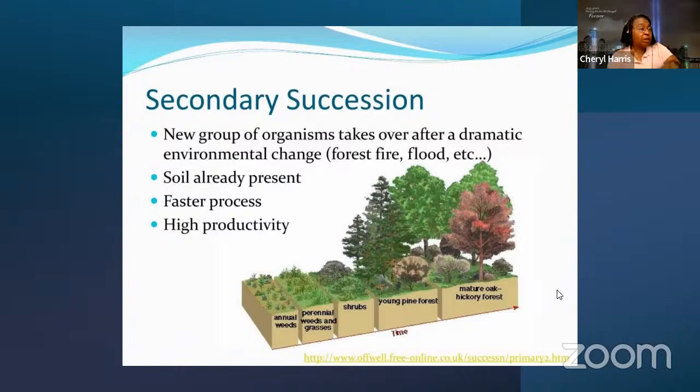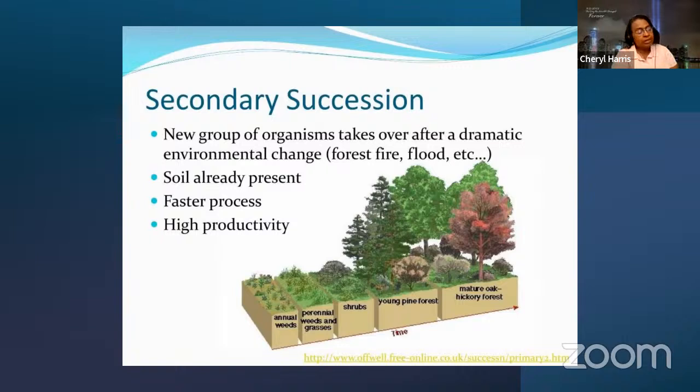But when I'm finished with this, I'm going to embed it in the module so that you can look back at it. All right, so the secondary succession, you have a new group of organisms take over after a dramatic environmental change, such as fire or flood. So in other words, it's not really starting from rock.